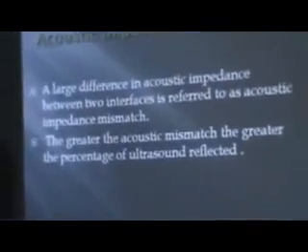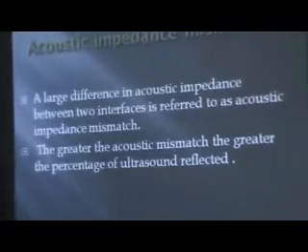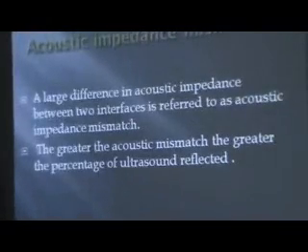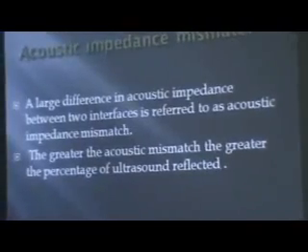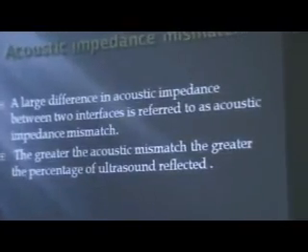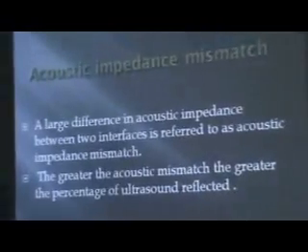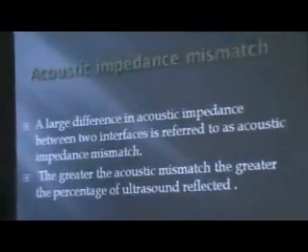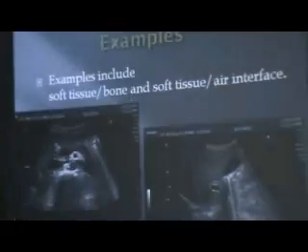A large difference in acoustic impedance between two interfaces is referred to as acoustic impedance mismatch. Suppose there is liver and kidney, both of different density, and the interface between the liver and kidney is called acoustic impedance mismatch. The greater the acoustic impedance mismatch, the greater the percentage of the ultrasound waves reflected from there.